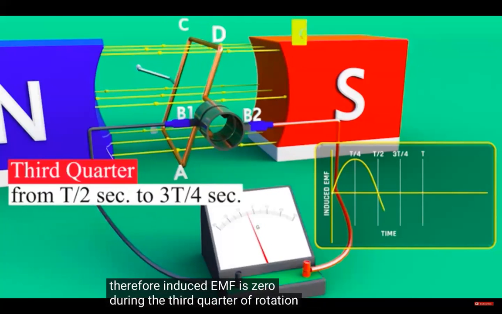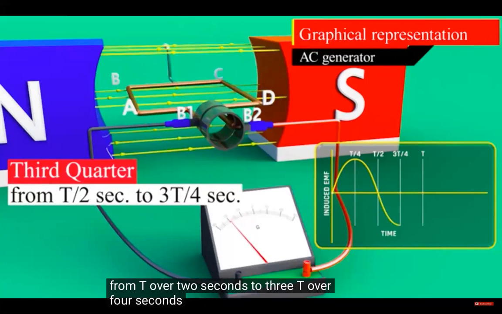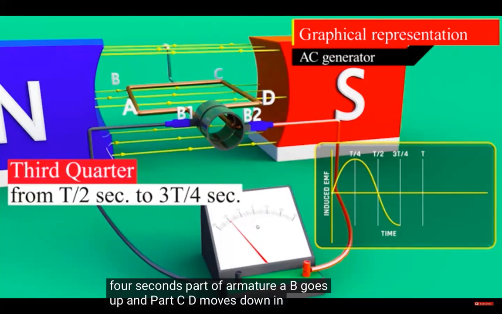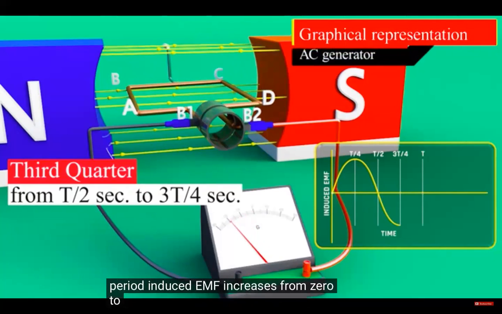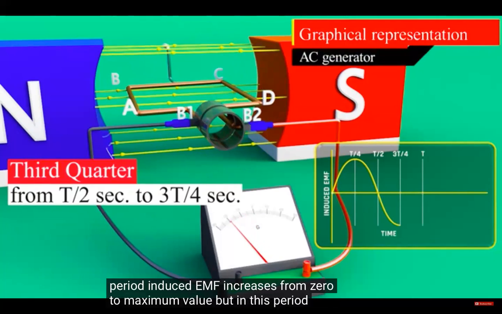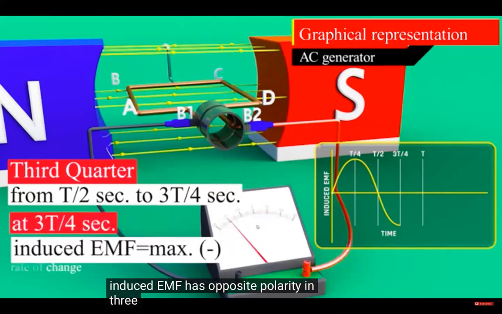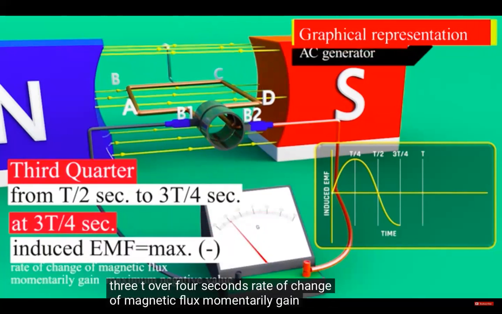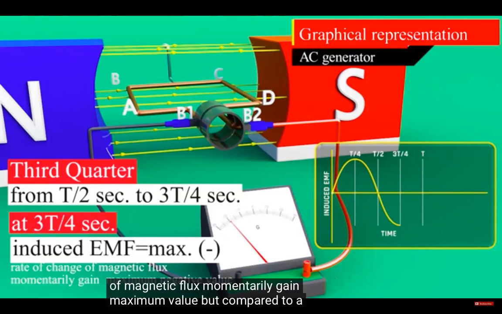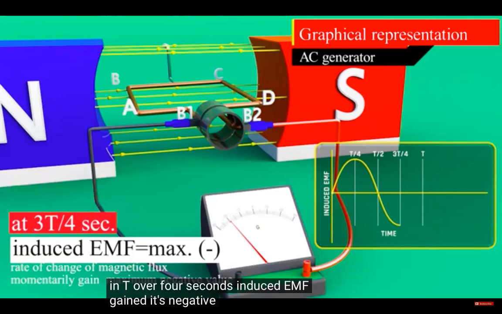During the third quarter of rotation, from t over 2 seconds to 3t over 4 seconds, part of armature AB goes up and part CD moves down. In this period, induced EMF increases from 0 to maximum value. But in this period, induced EMF has opposite polarity. In 3t over 4 seconds, rate of change of magnetic flux momentarily gain maximum value, but compared to a position in t over 4 seconds, induced EMF gain its negative value.